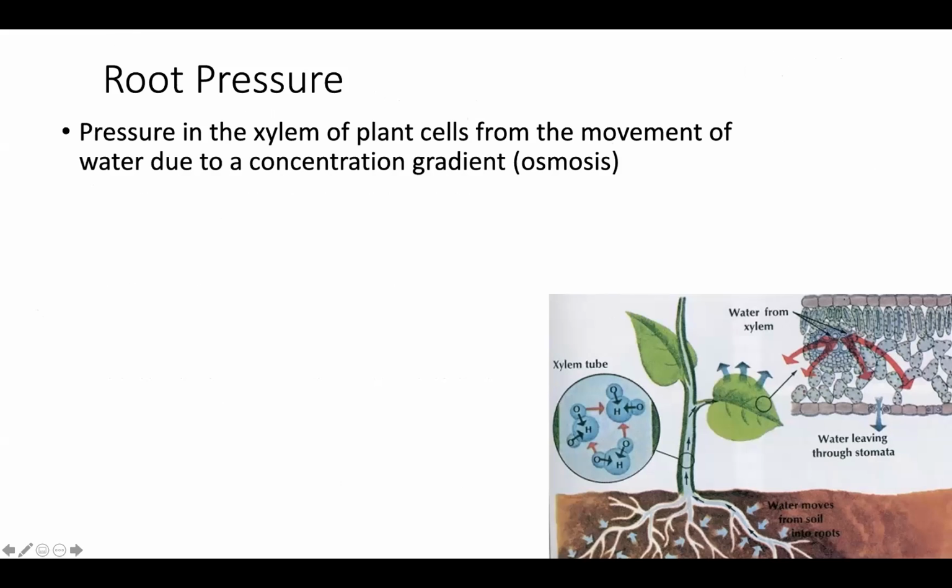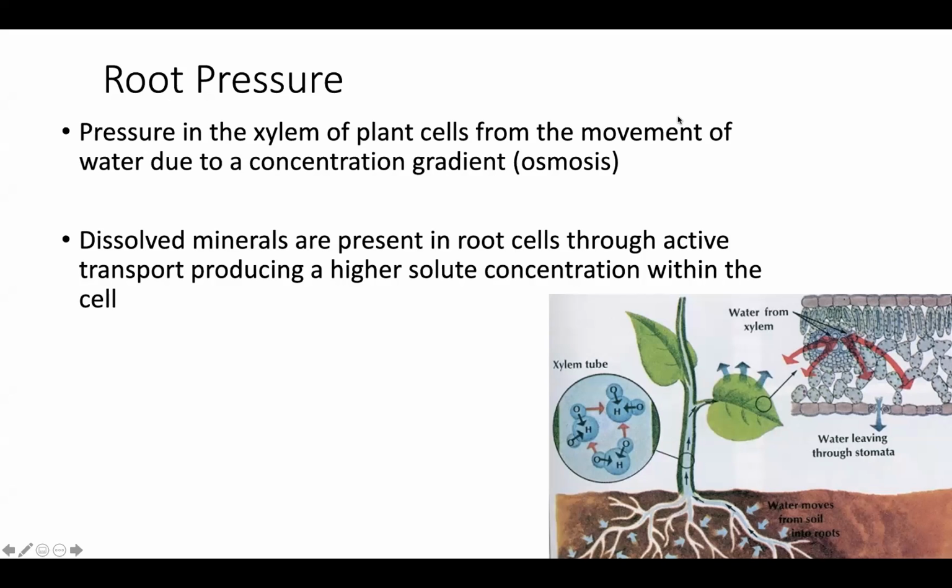Okay, another thing that is going to help move water from the roots to the leaves is something that we call root pressure. So, pressure in the xylem of plant cells. The definition of root pressure is pressure in the xylem of plant cells from the movement of water due to a concentration gradient. Anytime we have the movement of water across a membrane, we consider that osmosis. Okay, dissolved minerals are present in the root cells through active transport.